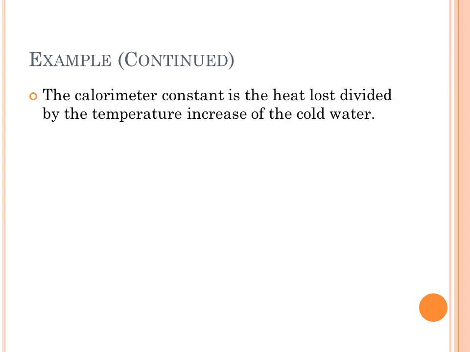Now, we take that amount, the heat lost to the surroundings, and divide that by the temperature increase of the cold water. So 8,600 joules divided by 12.5 degrees Celsius will give us 690 joules per degree Celsius, and we call that our calorimeter constant. Again, we exaggerated the heat lost here for effect. Really, you'd want a calorimeter that insulated a little better than that.